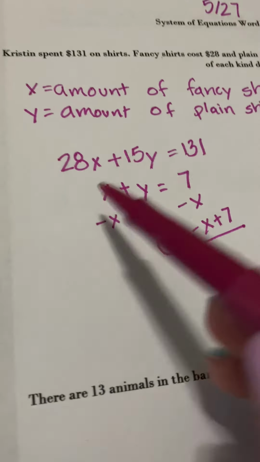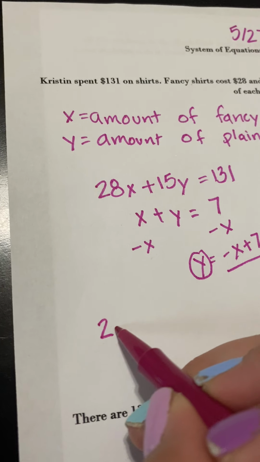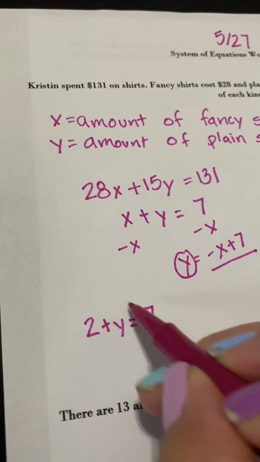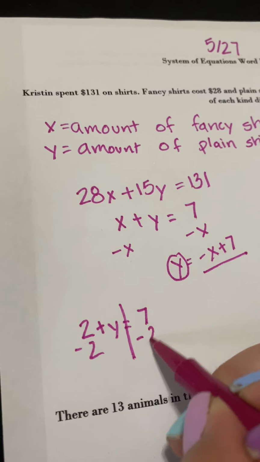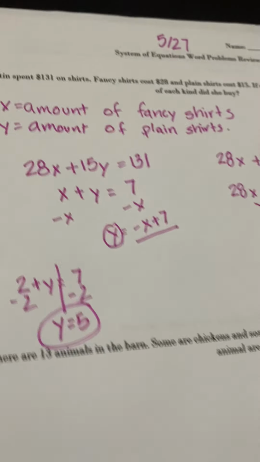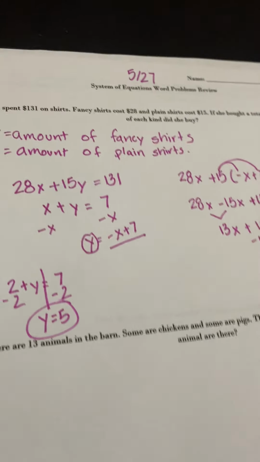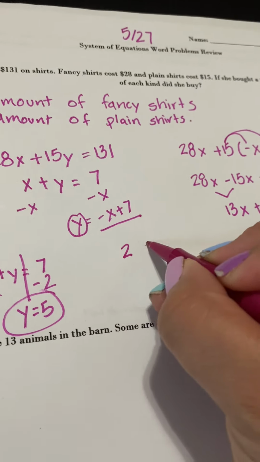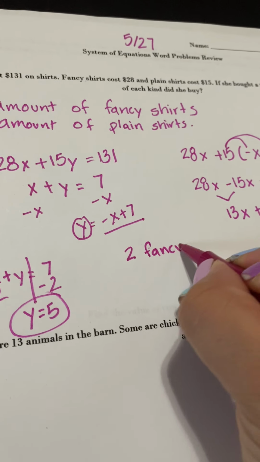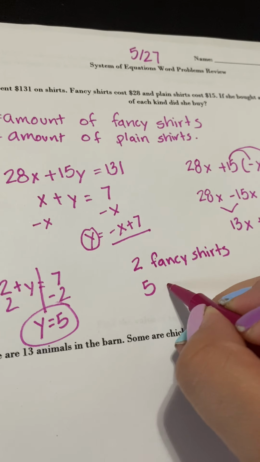Now, let's plug that back in so we can find Y. So instead of writing X plus Y equals 7, I'm going to do 2 plus Y equals 7. Subtract 2 from both sides. 7 minus 2 is 5, so Y equals 5. So that means she bought 5 plain shirts, and then you should have some kind of explanation sentence or something like that. So I would write down 2 fancy shirts and 5 plain shirts.